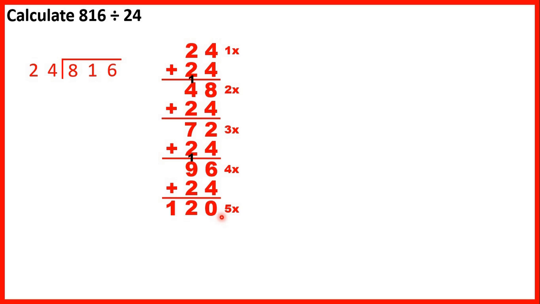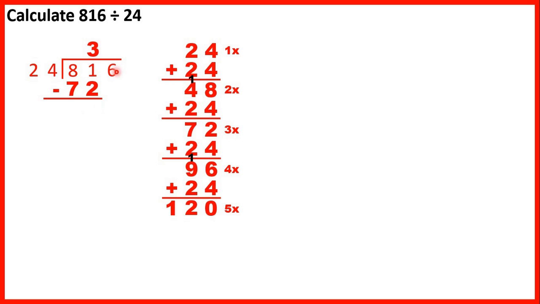Now when we get to 5 times, we can look back at the question. Taking the first 2 digits together, we have 81. So we need to find a number as close to 81 as possible, but not more than 81. So here, that's 72. So we can write that below. And because 72 is 3 times, we can write 3 in our answer line.